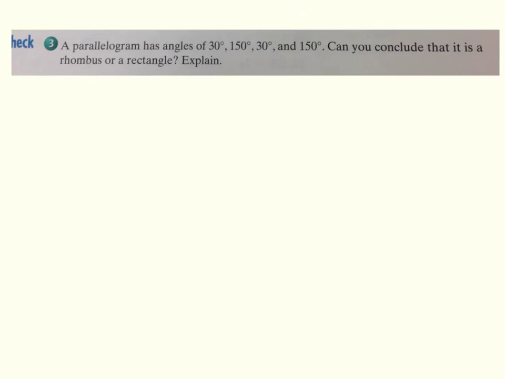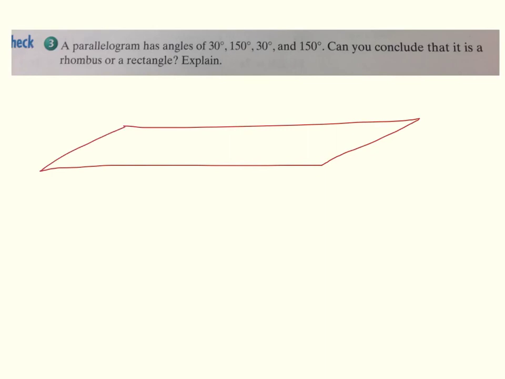Quick check number 3 asks us if a parallelogram has angles 30, 150, 30, 150, can we conclude it to be a rhombus or a rectangle? Well, it's obviously not a rectangle because all the angles are not right angles. But does it have to be a rhombus? Well, couldn't I draw a parallelogram that looked like this, where this is 30, and this is 30, and this is 150, and this is 150, and obviously it's not a rhombus. The top and the bottom are considerably longer than the left side and the right side. So it does not have to be either one.